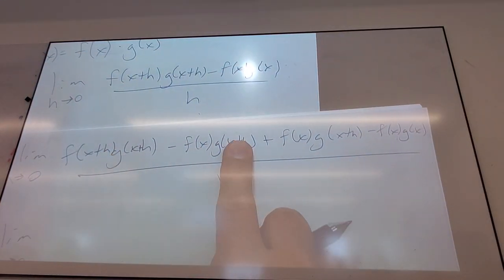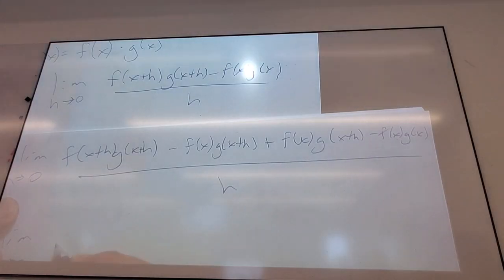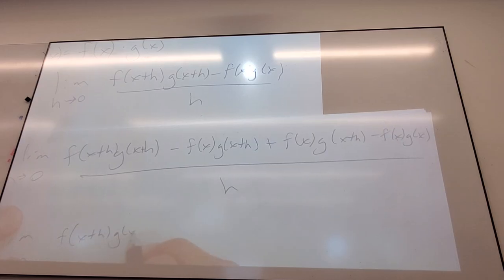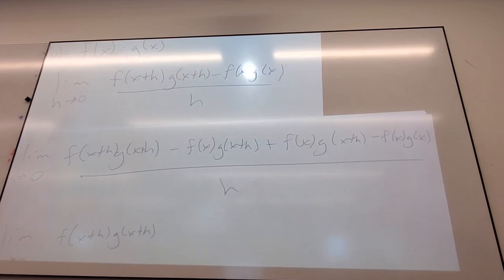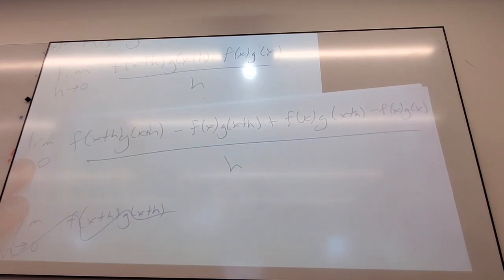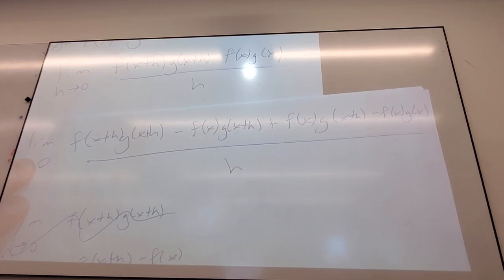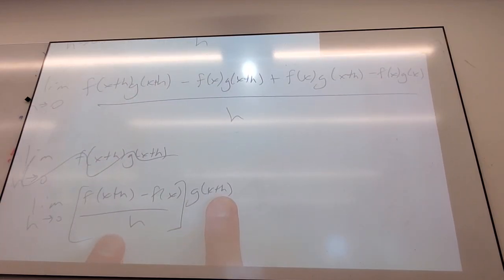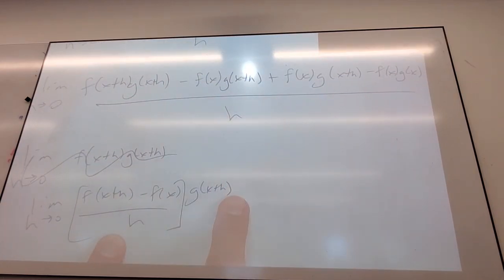The first two: g of x plus h. Yes, g of x plus h. I'm going to write it like this: f of x plus h minus f of x over h, and I'm going to take the g of x plus h out. Is that cool? You told me to take g of x plus h out, so I did. I just took it out on that side. Is that all right?